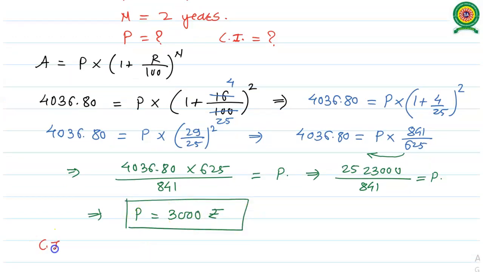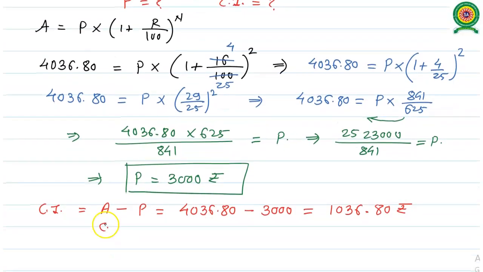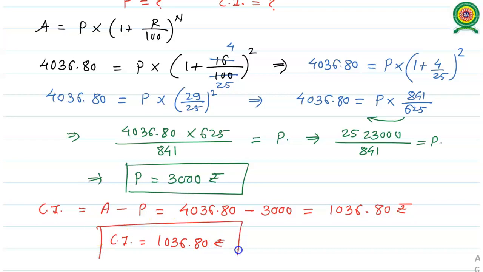Now we have to evaluate the compound interest. So compound interest equals amount minus principal. We have given the amount 4036.80 minus the principal value 3000. So we are getting 1036.80 rupees be the compound interest. So at last I am writing here, the value for compound interest, which is denoted by CI, is equal to 1036.80 rupees.